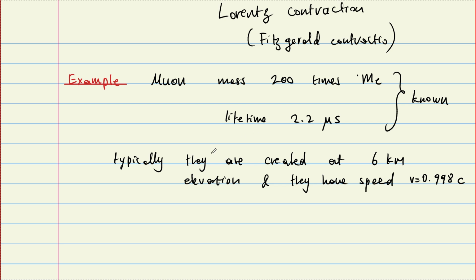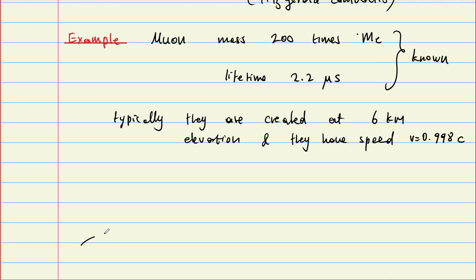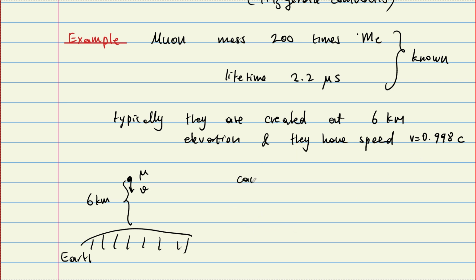So then the question is, right? Say this is Earth. So this is 6 kilometer, and this is muon, and it goes with speed v, which is given here. And the question is, can they reach Earth surface? Okay.